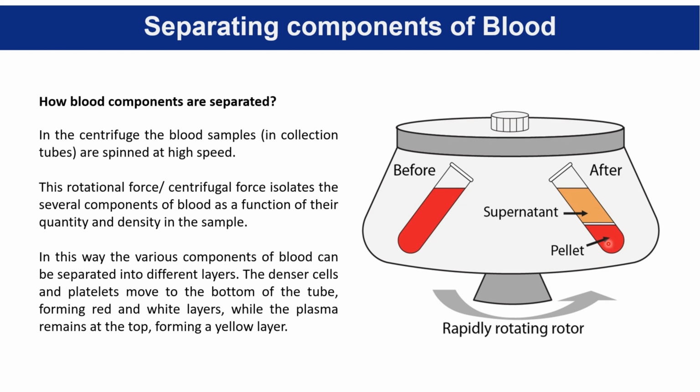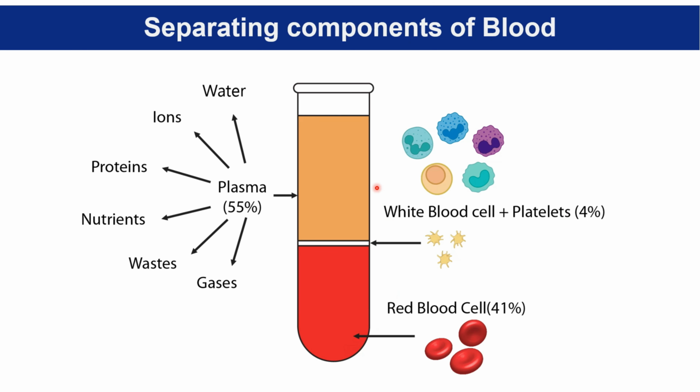So the denser cells go down the tube, and the plasma remains at the top, forming a yellow layer. The red layer is formed by the red blood cells, and the middle white layer is called the buffy coat. It is formed by a combination of white blood cells as well as the platelets. So this is how it looks after separation.